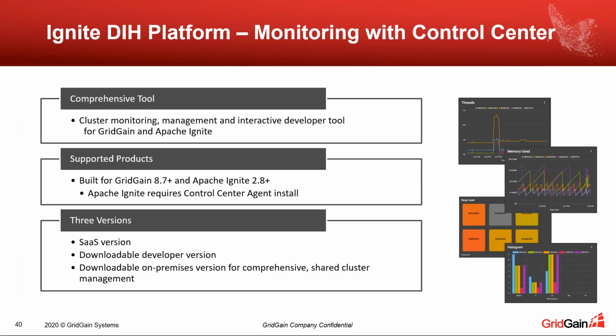Just a couple quick slides here on the new Control Center, which really is a great tool for monitoring and managing and some consumption of Ignite. Again, this is sort of what it looks like. It's built, as I said, for 8.7 and above, Apache Ignite 2.8 and above, and there's multiple versions. There's a cloud-hosted SaaS service. There's a downloadable developer version you can use for free, and then there's an on-premise version. Small is free, but anything more than 2 nodes, then that's a paid service. Cloud is free, by the way.